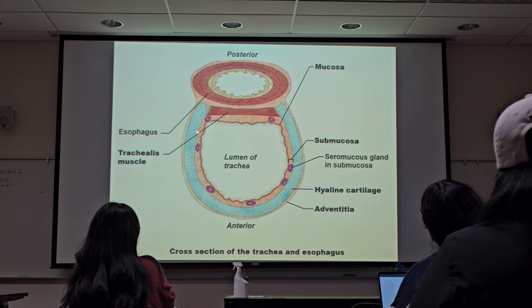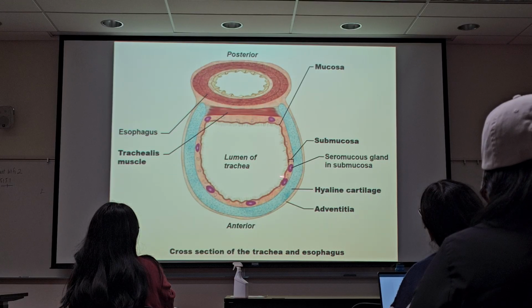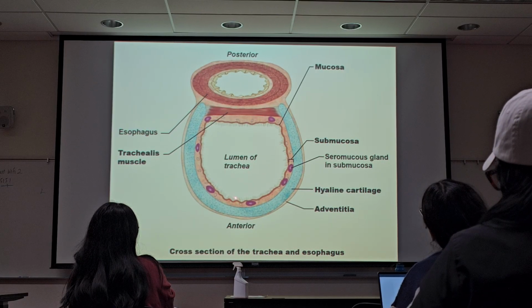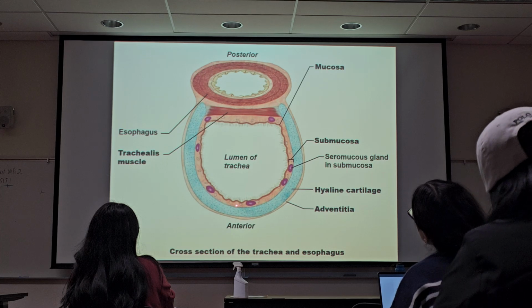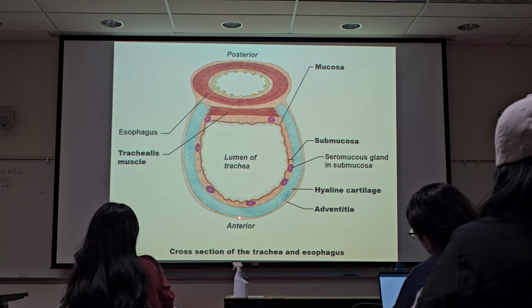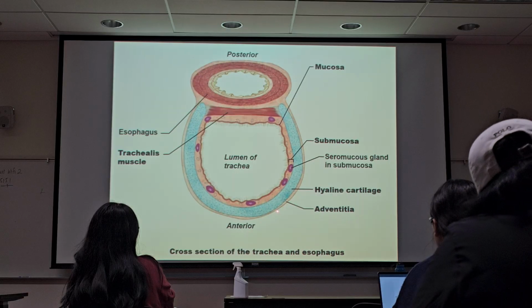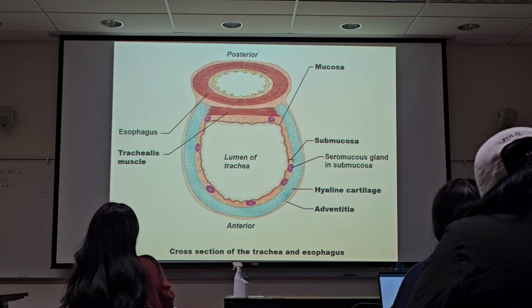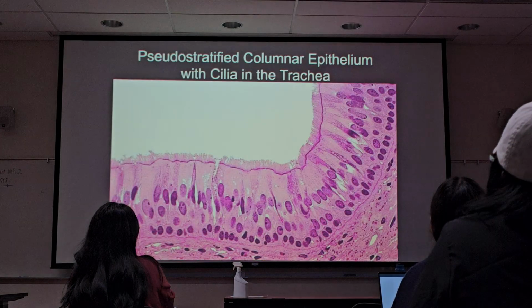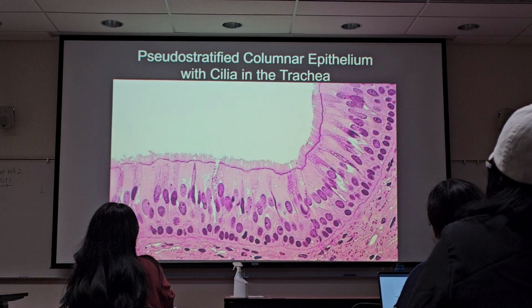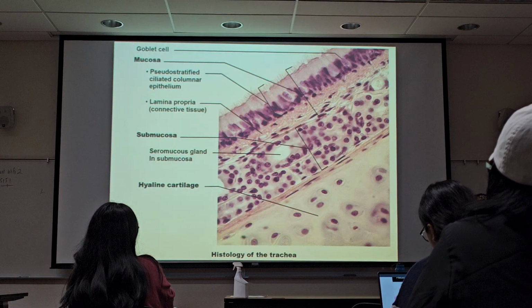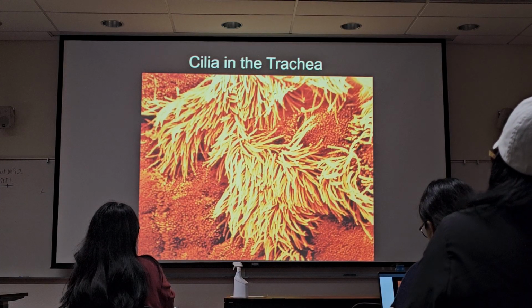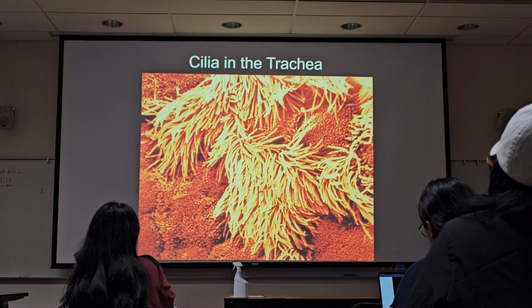Here's the mucosa. That's in contact with the environment running through, the air running through. And then deeper is the submucosa. And then even deepest is the adventitia, connective tissue anchoring this to the internal structures in the body. Some pseudostratified columnar epithelium, we've seen this with cilia. Remember these? They're cilia. Now we're at the trachea. Now let's get into the lungs.